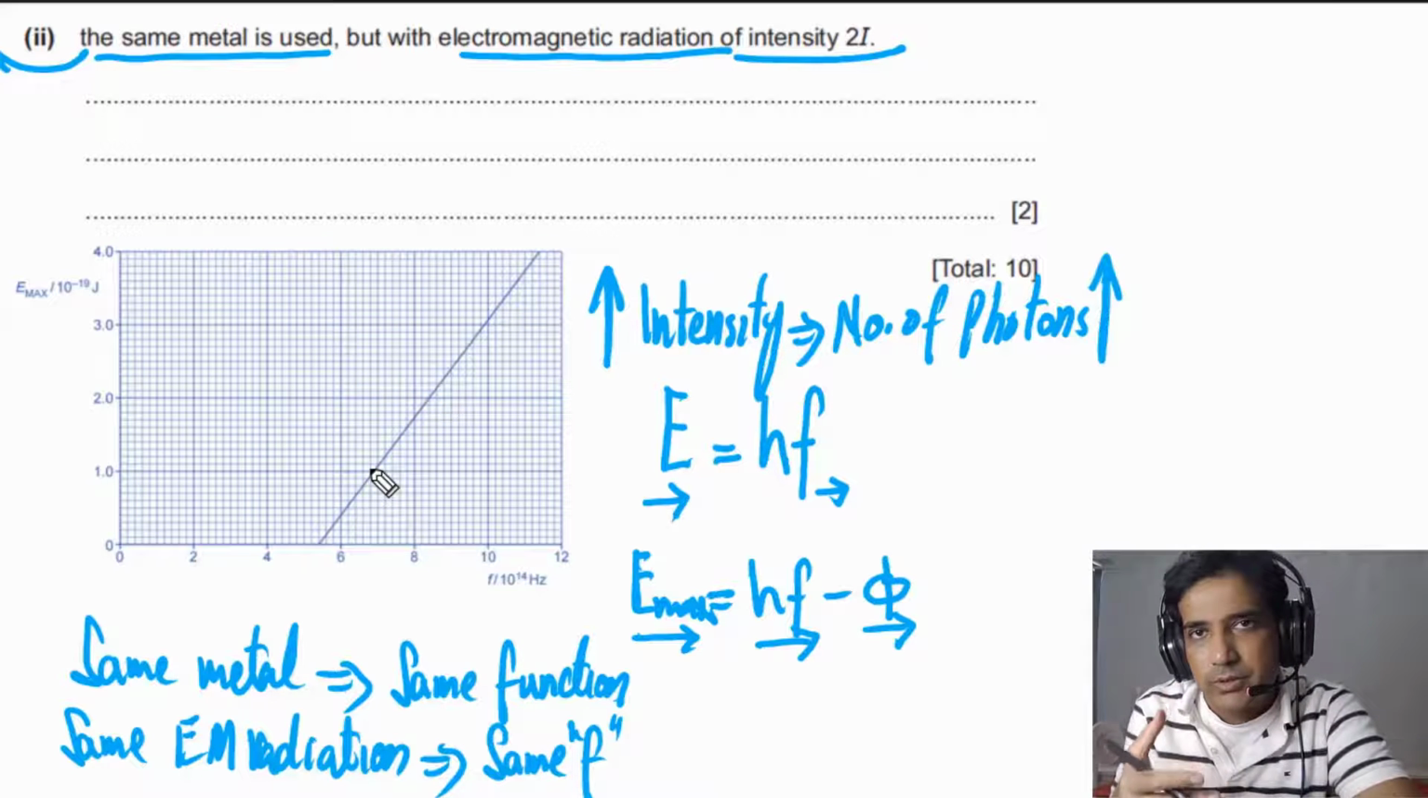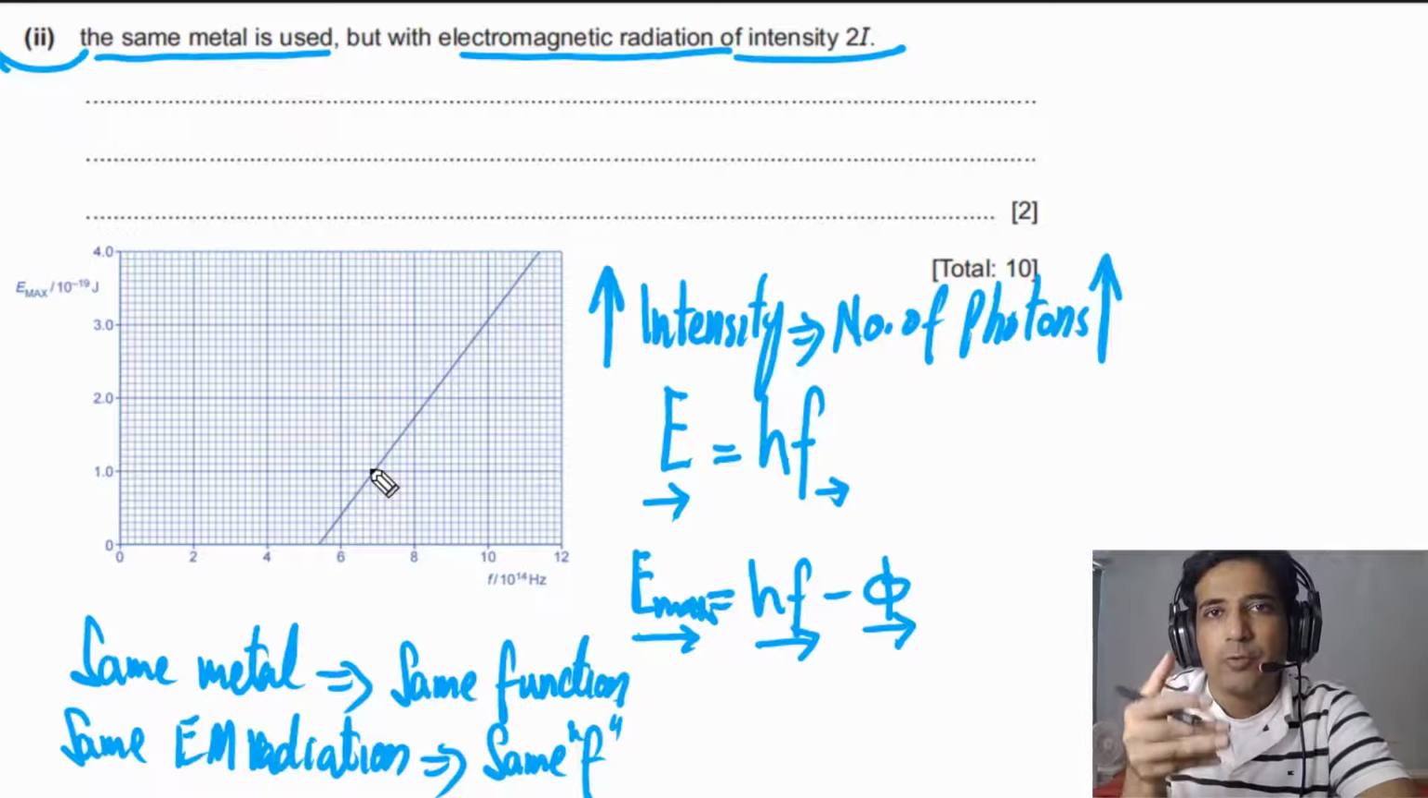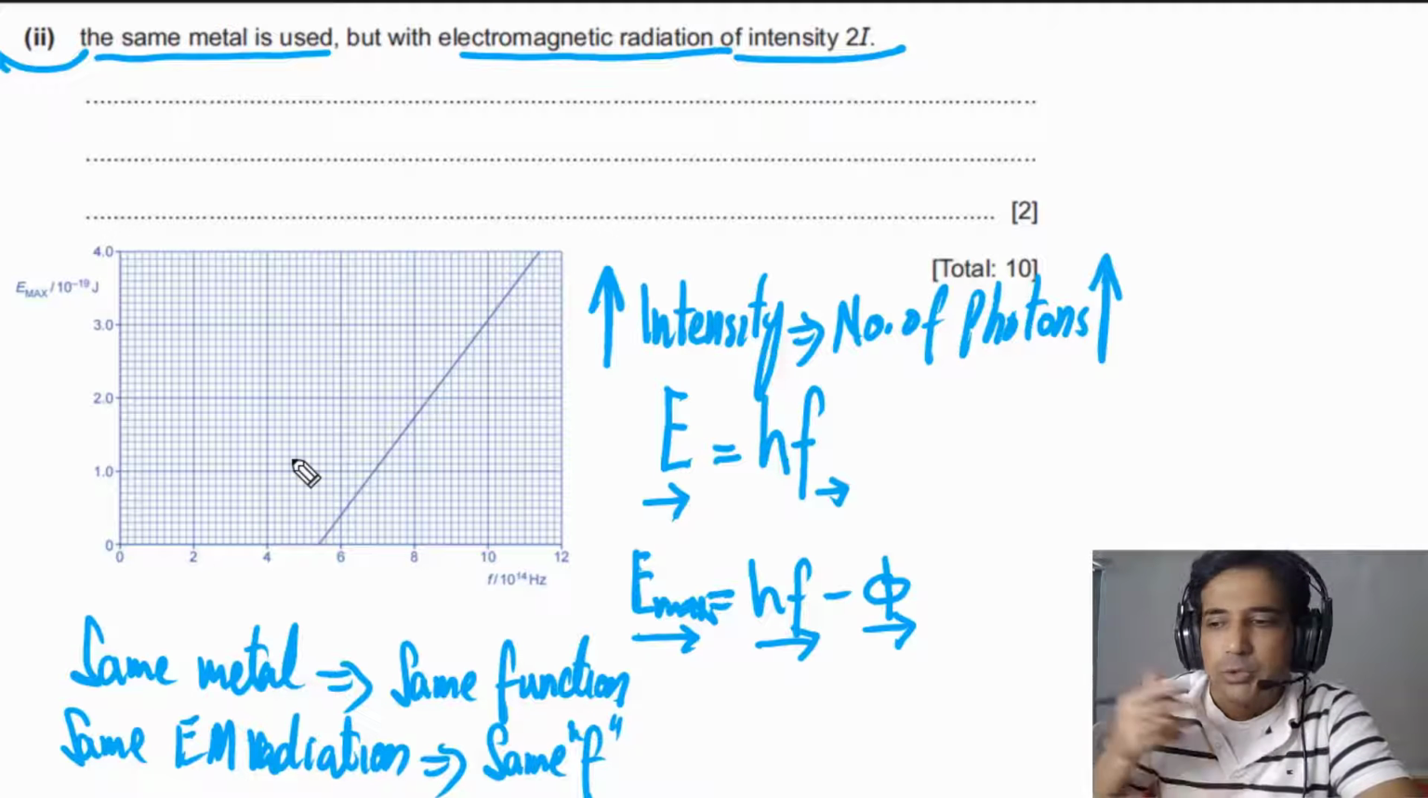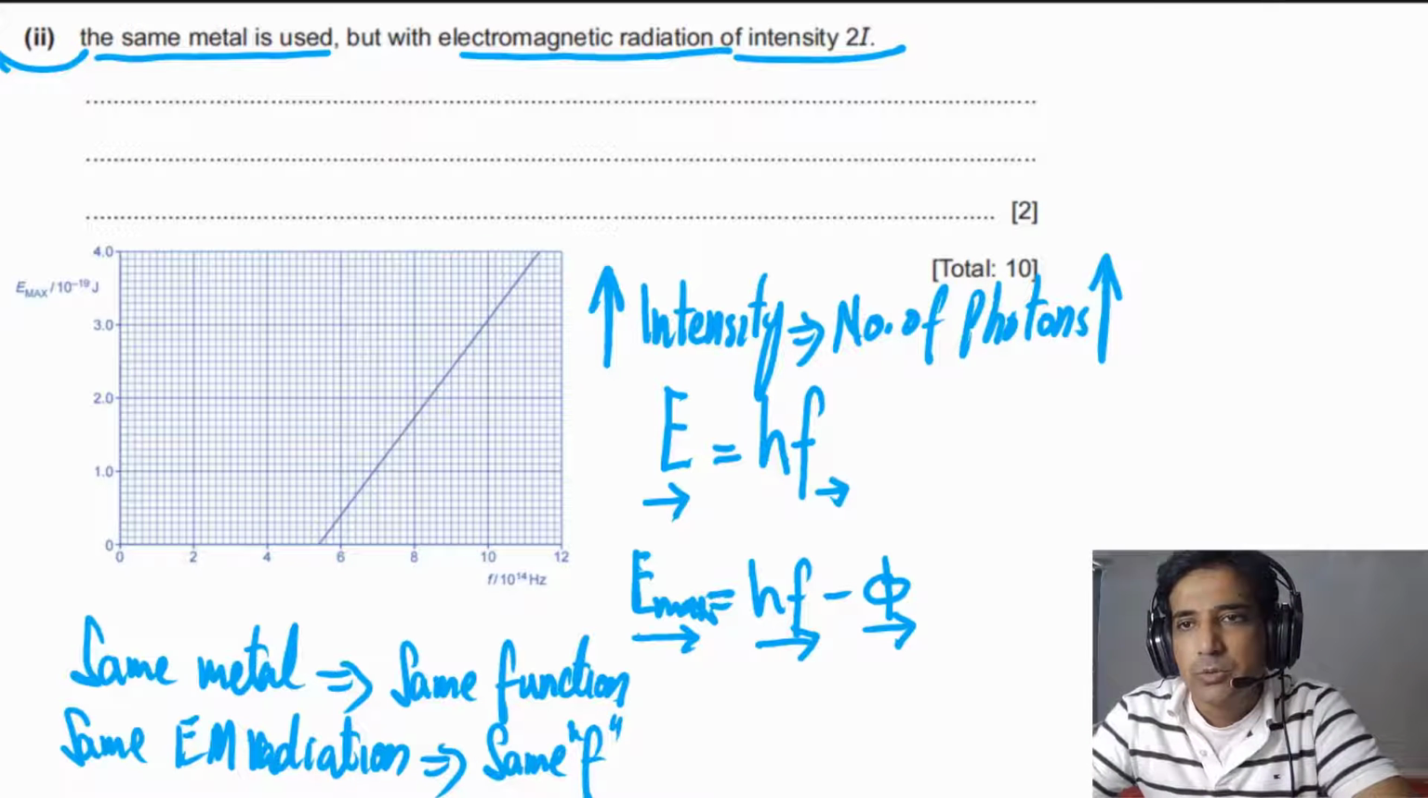If we increase the intensity, it simply means we increase the number of photons reaching the surface per unit time. There will be no change in this graph. So these 2 points we have to mention. We can write down: line unchanged because photons have the same energy.